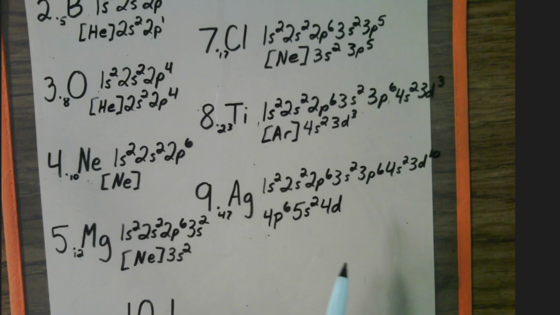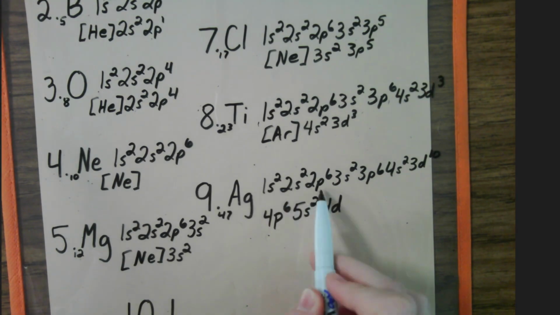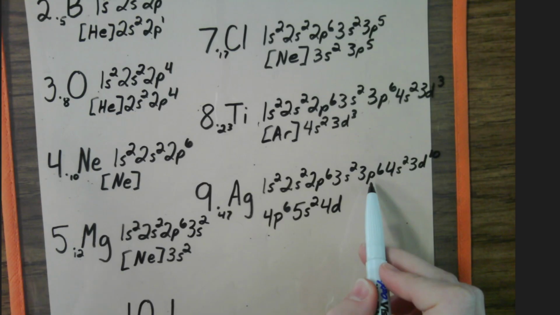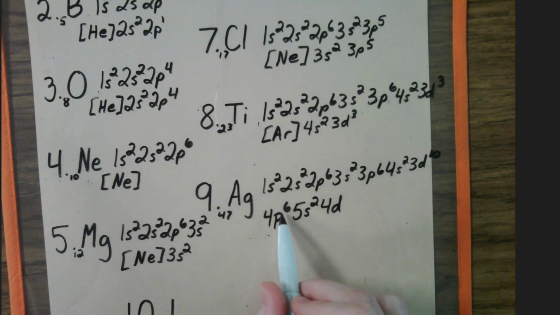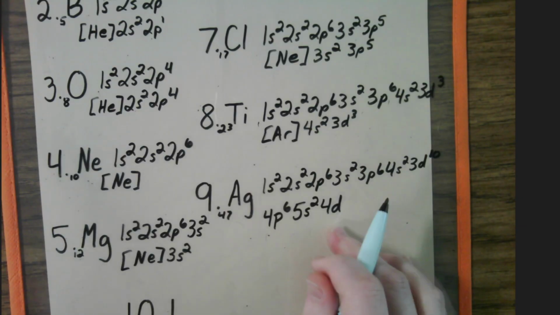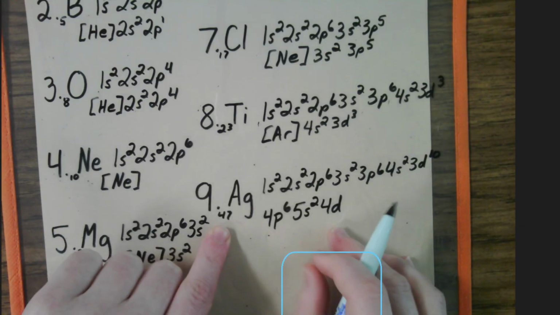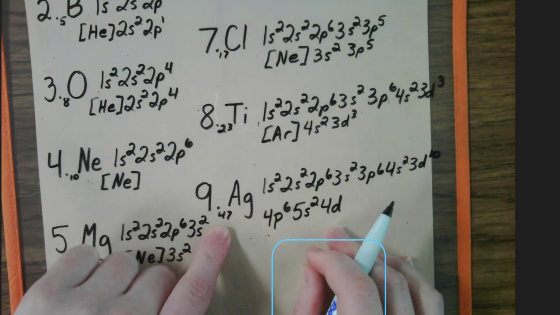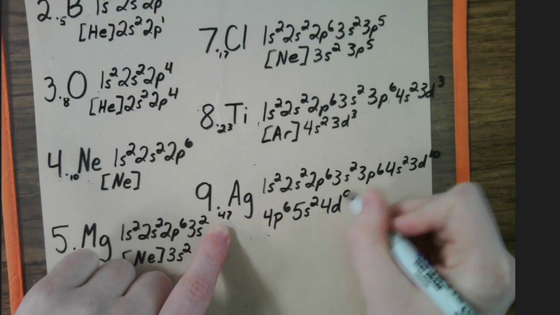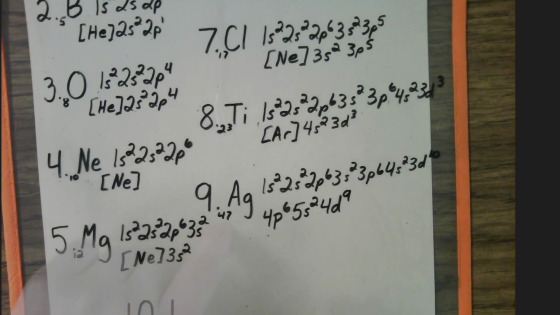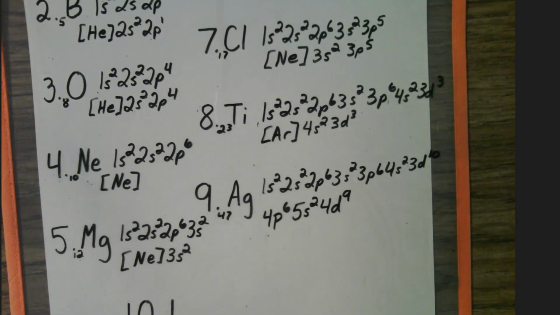Now let's count to see how many electrons so that we know how many we need to put in 4d. We've got 4, 10, 12, 18, 19, 20, 30, 36, 37, 38. We currently have 38 and we need to get to 47. And the d orbital can hold up to 10. So all we need is 9 here because we need to get to 47. Yep.